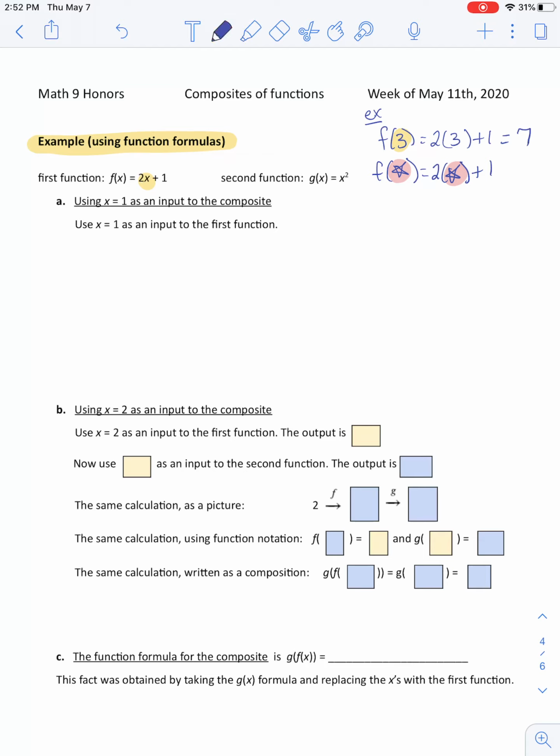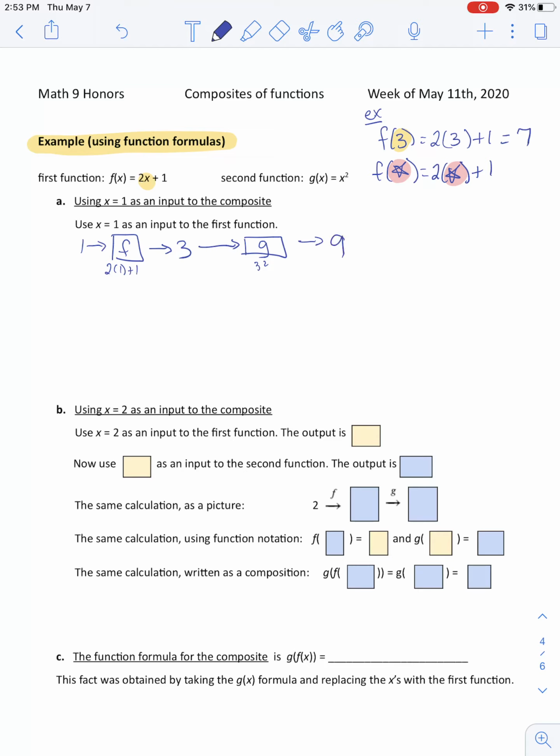Going through the same steps that we did when we had tables, when I put 1 in as an input to the first function, I'm going to put 1 into my f function. When I do that, I get 2 times 1 plus 1, so 2 plus 1 is 3. So 3 is going to come out of that function. Now I'm going to take that output, which is a 3, and put that into my g function. My g function tells me that whatever number goes in gets squared. So I'm doing 3 squared, and the output is 9.